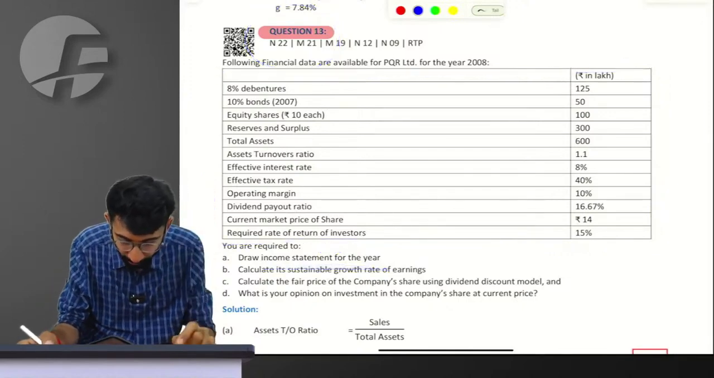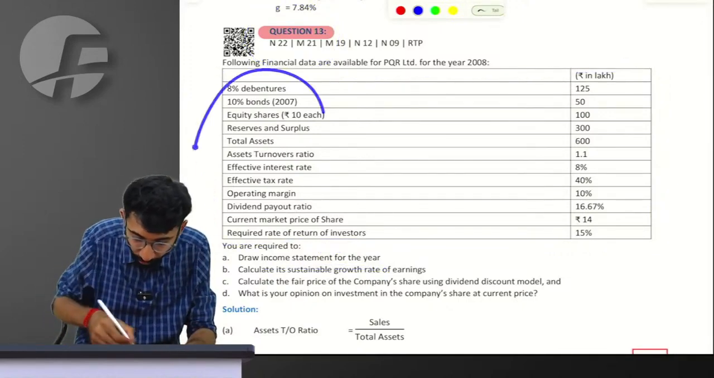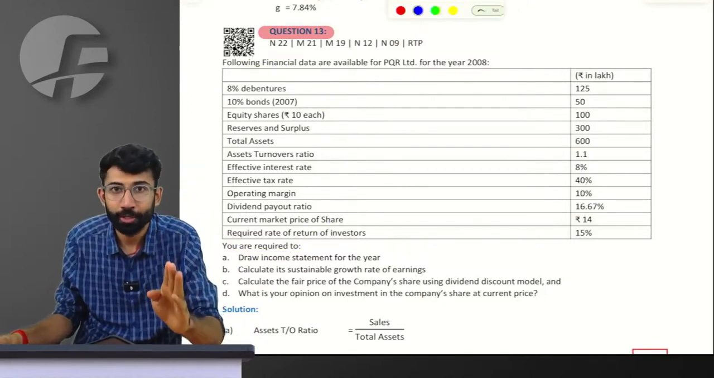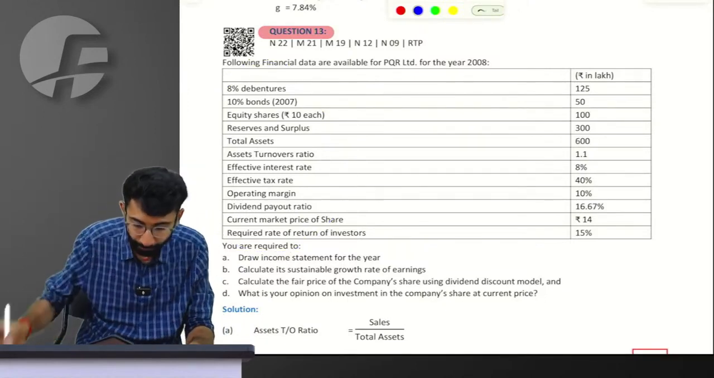When you prepare the income statement, you will realize that sir, revenue itself is not given. I'm trying to give you the hints. You will have to solve this question on your own.